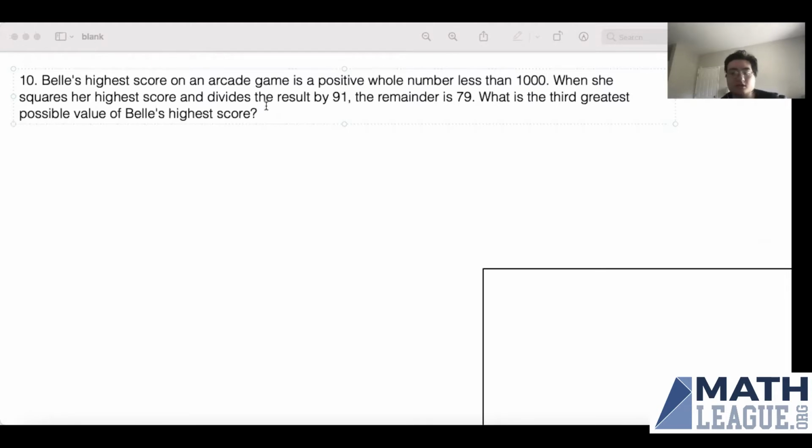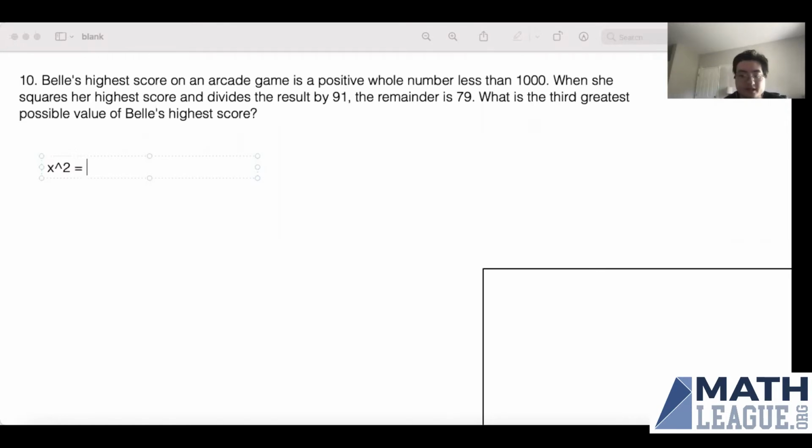Okay, so we're given that Belle's highest score on an arcade game is a positive integer less than 1,000. Let's go ahead and call this x, right? So the problem says when she squares her highest score and divides the result by 91, the remainder is 79. So x squared, we'll ignore that part about the third greatest possible value for now.